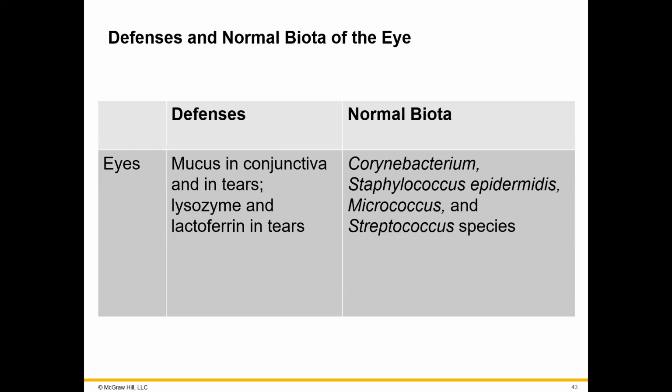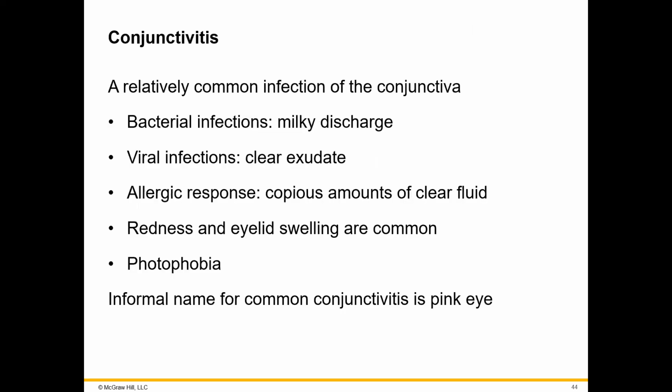So let's talk about some diseases of the eye. And so this is the normal biota of the eye. I won't test you on this, but if you're interested, there is a normal biota in your eye. Microbes and other things like that live naturally in your eye. It has its own biome. It's not sterile.